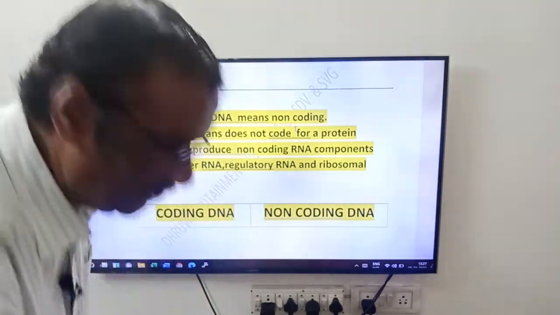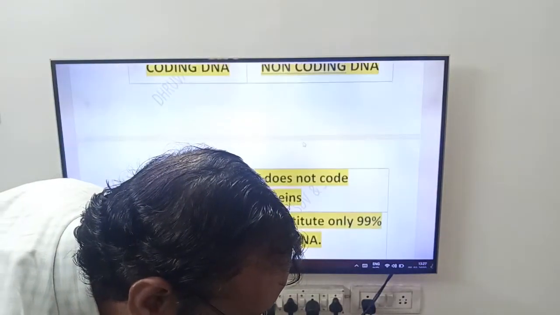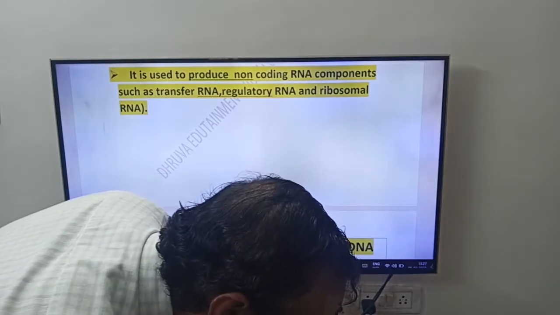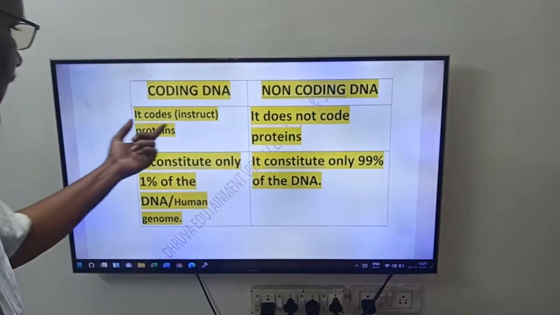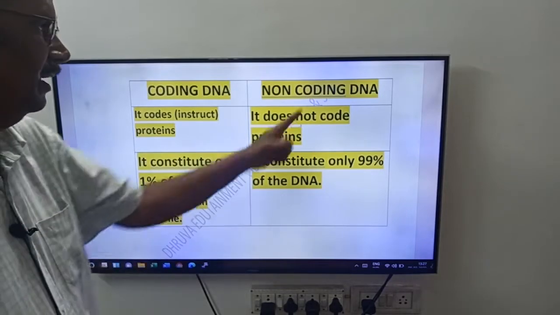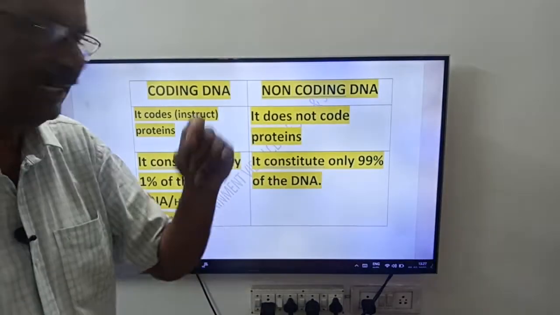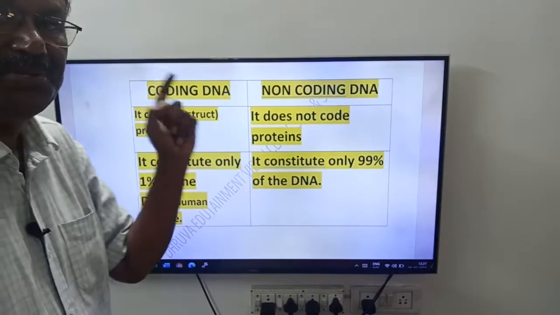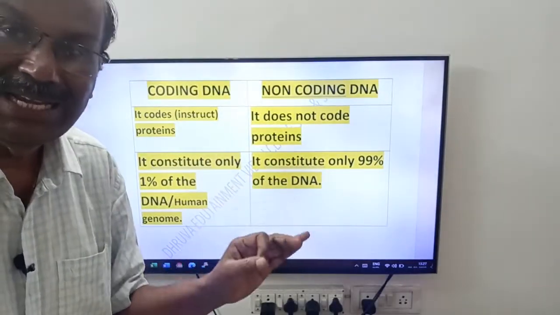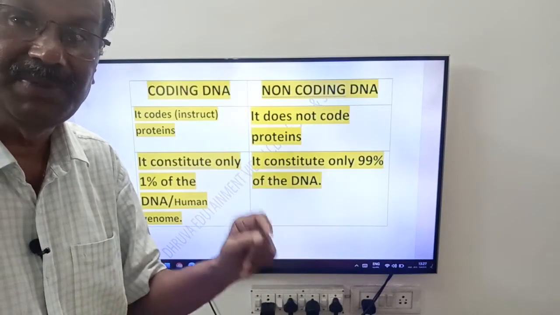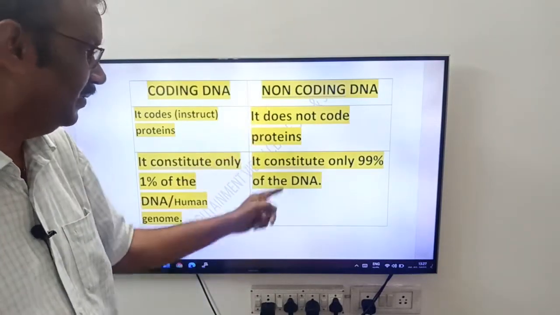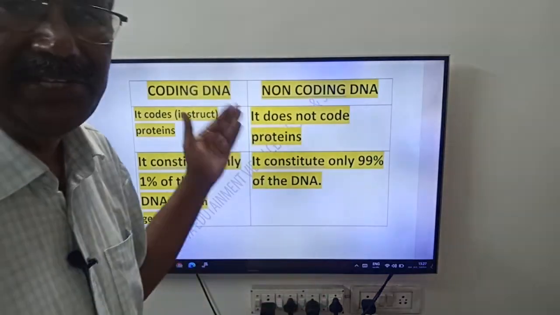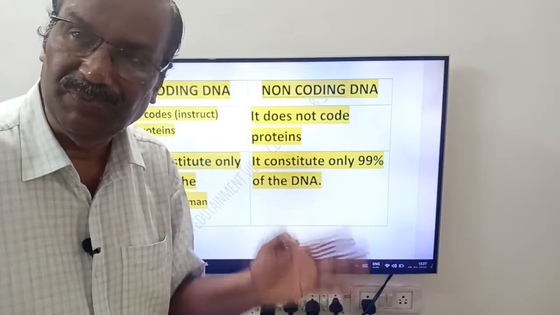Now we see the difference between coding DNA and non-coding DNA, friends. Coding DNA codes or instructs a protein. Non-coding DNA does not code proteins. Coding DNA constitutes only 1% of the human genome, whereas non-coding DNA constitutes 99% of the DNA.